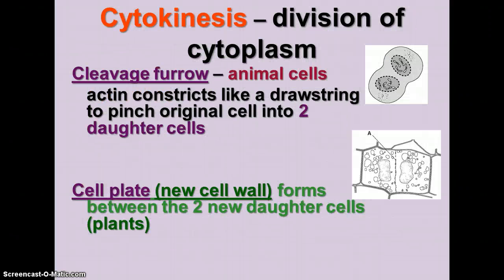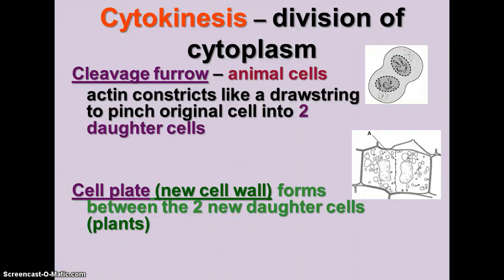Now, cytokinesis, division of the cytoplasm, happens a little bit differently between animal cells and plant cells. In animal cells, you have the development of a cleavage furrow. It's basically fibers of a protein called actin that kind of act like a drawstring to pinch the original cell into two daughter cells. It's a gradual process. It happens relatively quickly, but it's going to pull those two things apart. Basically, they pinch apart into two separate cells.